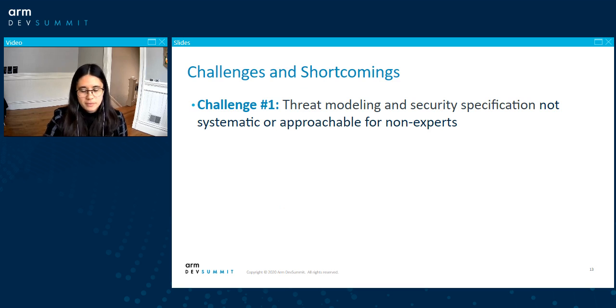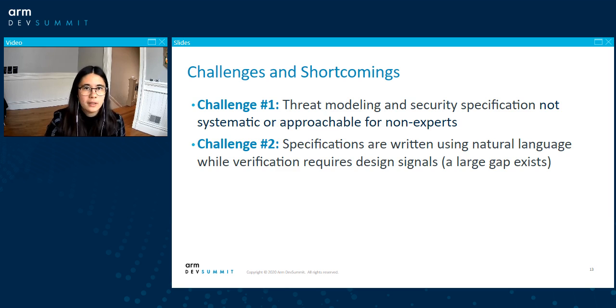So, the secure development lifecycle for hardware is great, but it's currently very difficult to actually implement this in a way that is efficient. There are several challenges to the current approaches that industry commonly uses. The first challenge is that threat modeling and security specification are not really systematic or approachable for non-experts. The second main challenge is that specifications are written using natural language, so English sentences, while verification requires design signals.